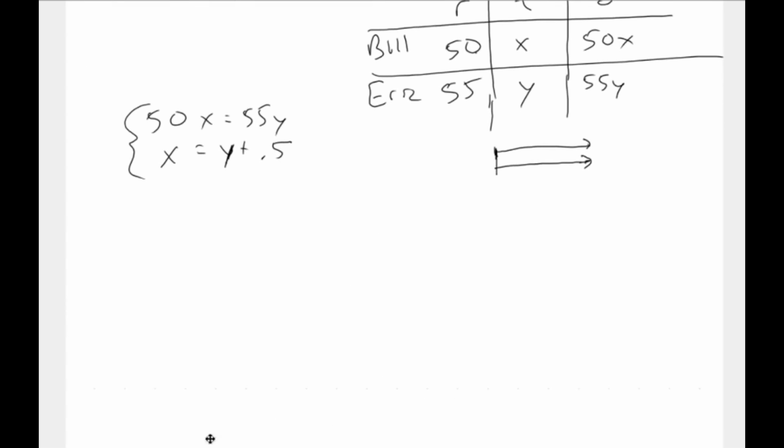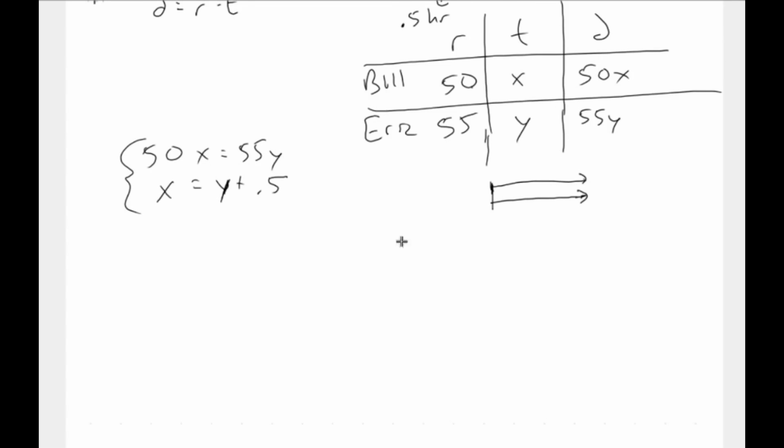I can scoot this down because I don't need to look at the problem up there anymore, because I've now set up two equations for my two unknowns, and I can actually see what my unknowns represent right here. The fact that I wrote x in this box means that x represents the time Bill has been traveling, y represents the time Eric has been traveling.